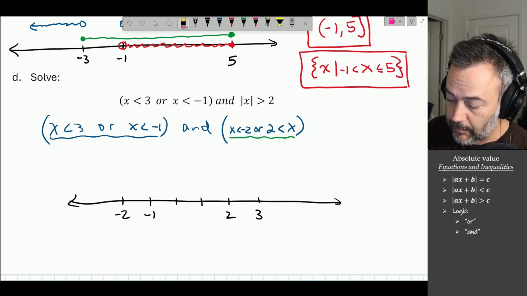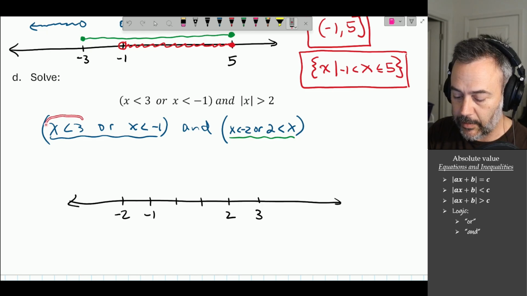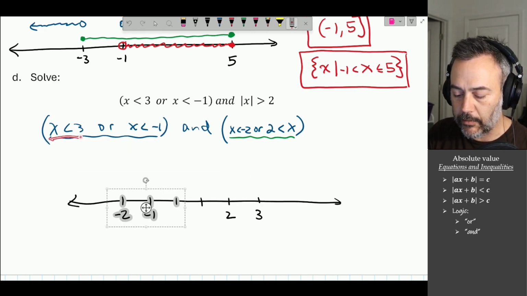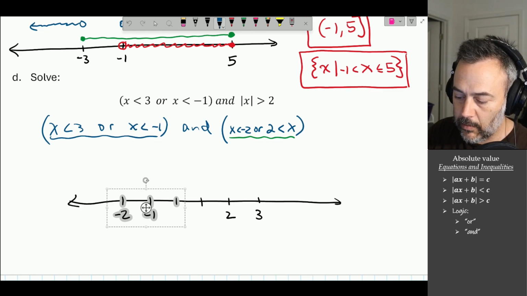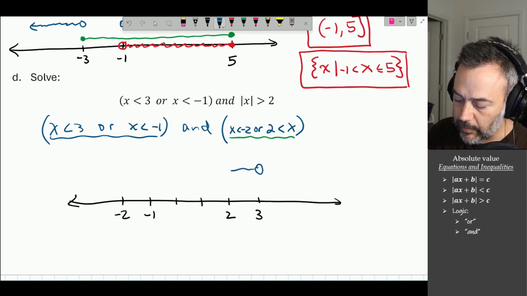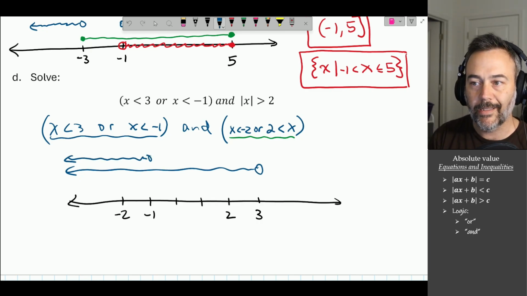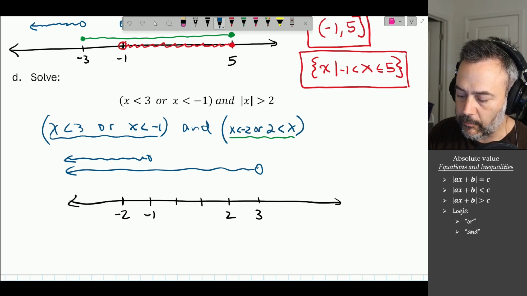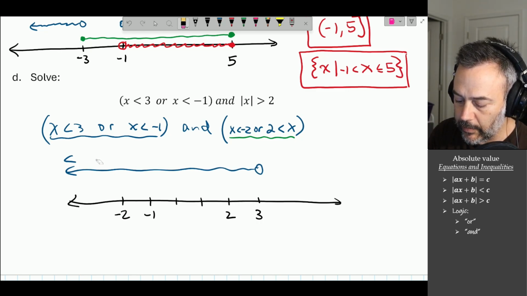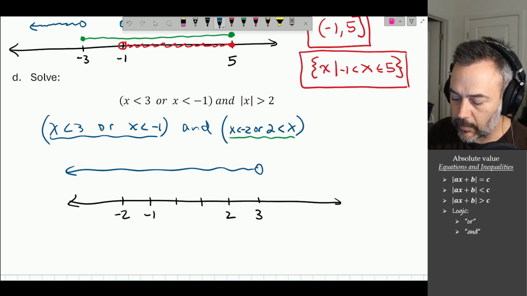Oh, actually, we can logically think about this. I didn't even notice, but you see, we want all the numbers that are less than 3 or less than negative 1. Well, all the numbers that are less than 3 include all the numbers that are less than negative 1. So this is redundant. Because if we were to graph everything less than 3, it would be this set. And if we graph everything less than negative 1, it would be this set. We want everything that's in one set or the other, or both. Well, everything in the bottom one is in the top one, so we can just get rid of this because it's redundant. So this top one just reduces to x is less than 3.